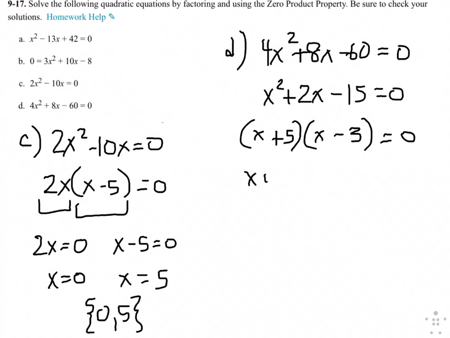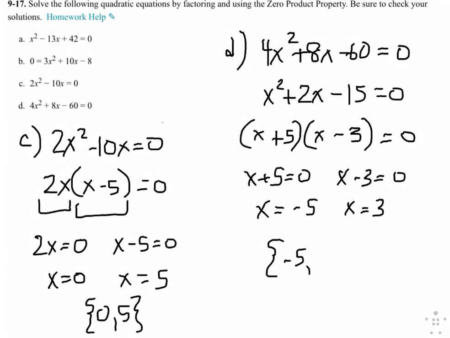So that means either x plus 5 is 0 or x minus 3 is 0. So x equals negative 5 or x equals 3. Negative 5 or 3 for D.